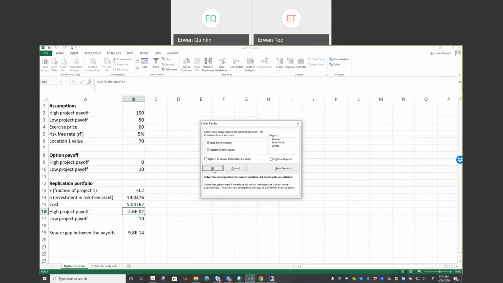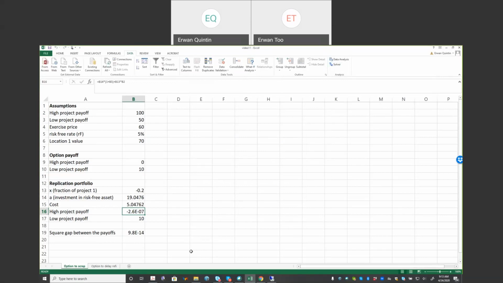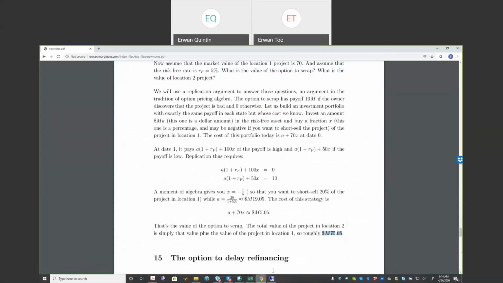So now it did another 100 iterations, and now I get here a 0 or something that is very, very close to 0. And in fact, the square gap is very close to 0 as well. Okay, so understand, this is only meant for illustration purposes. The algebra is quite trivial here.